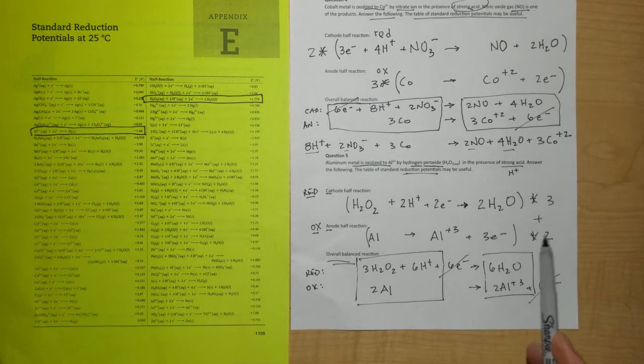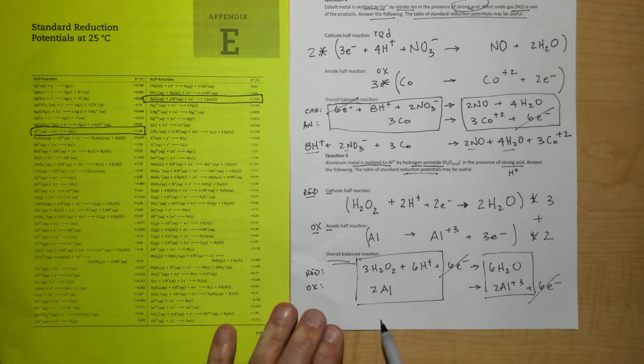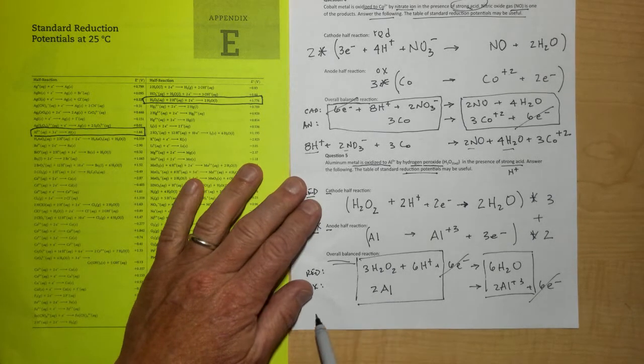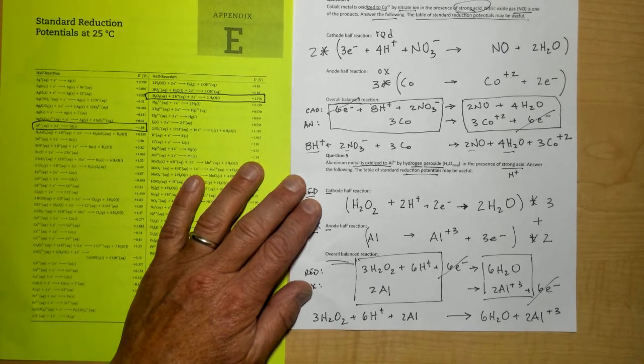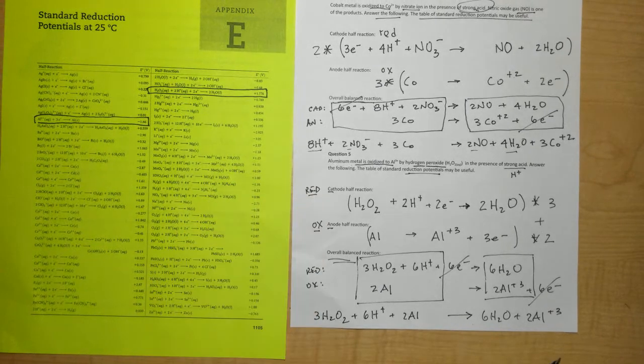Did I do okay on the multiplication here? People that are watching me live, did I do my math okay there? Is that all right? Okay, so then I'd write the whole reaction right here, and I'd end up with 3 H2O2 plus 6 H+ plus 2 aluminums, arrow, and then 6 H2O plus 2 Al+3. And that would be my question number 5.